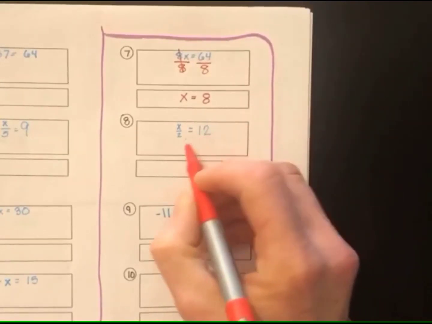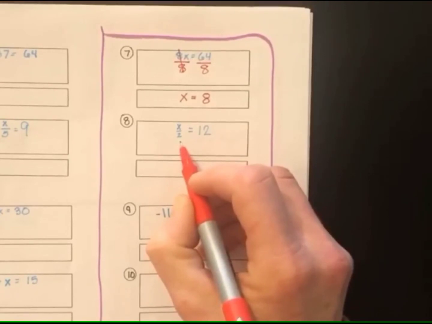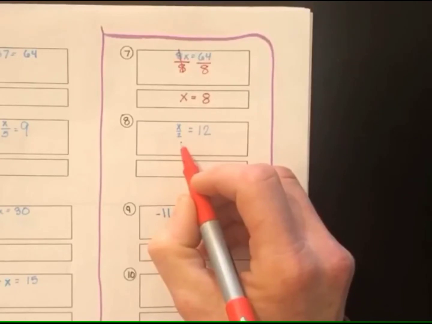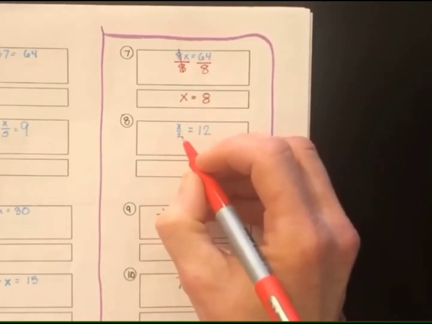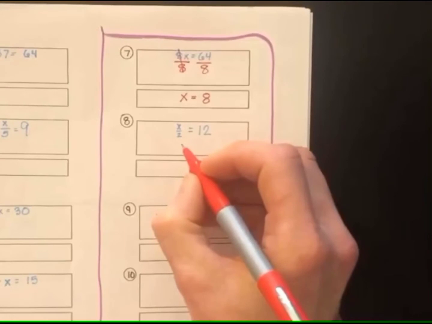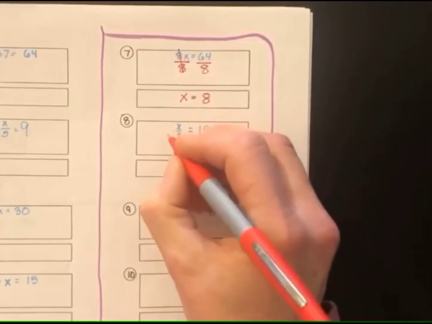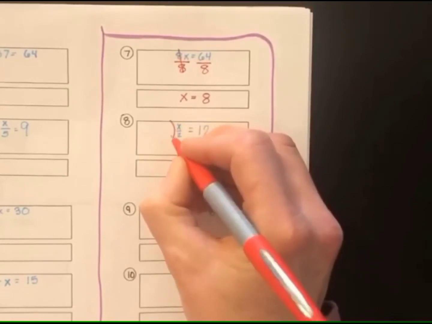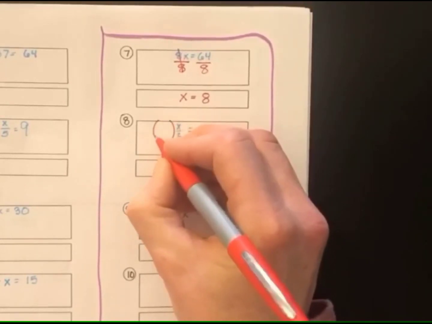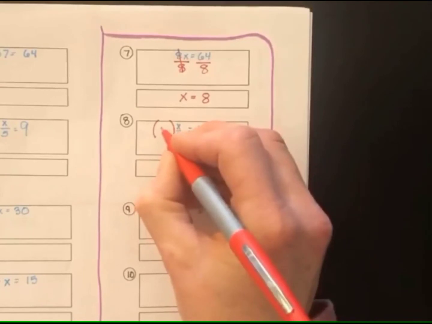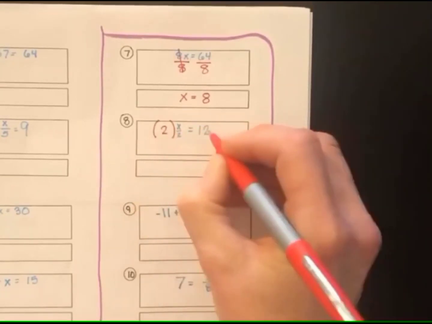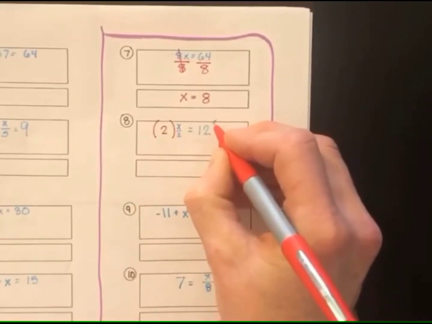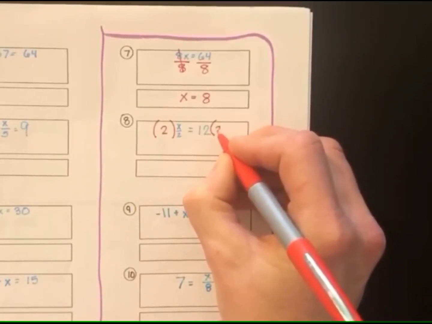Let's move on to number 8. You've got x divided by 2 equals 12. Right now, you have x divided by 2. But to get x by itself, you'll do the opposite, which is times 2. So we'll write that like this. Times 2 on this side, and then we'll go to the other side and we'll also multiply the 12 times 2.